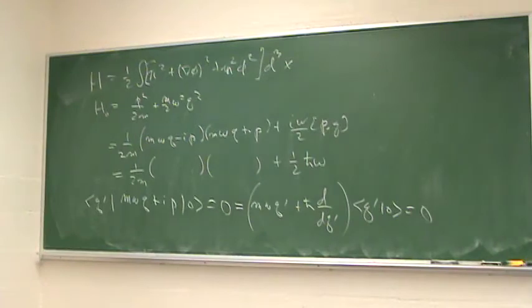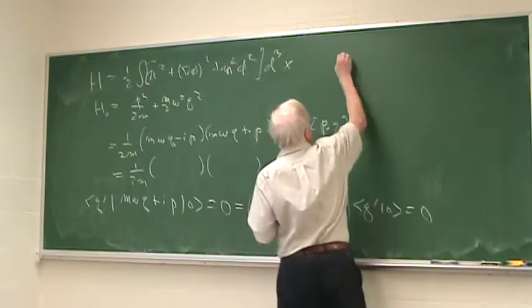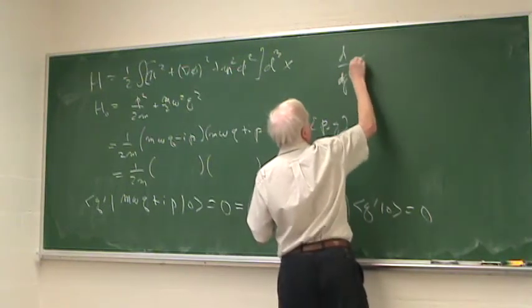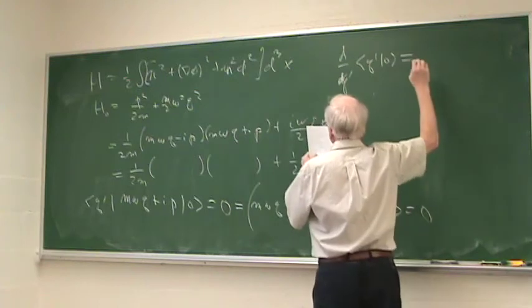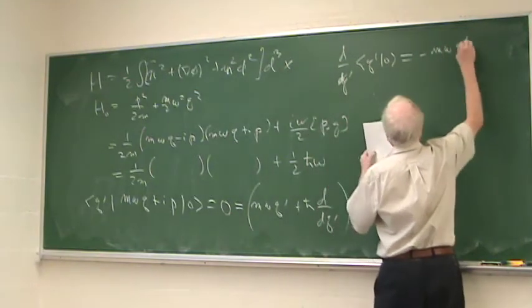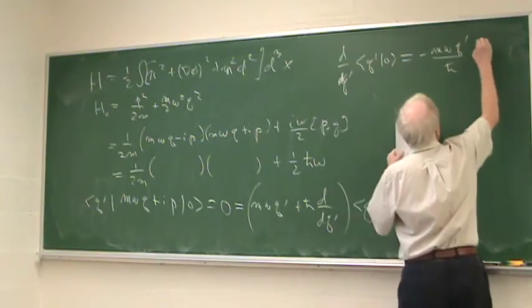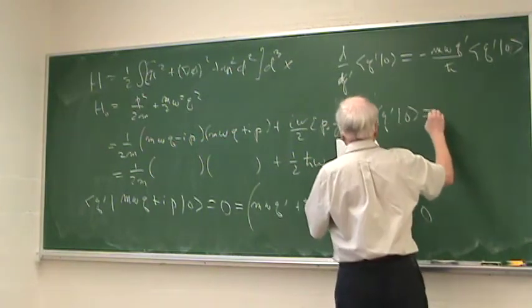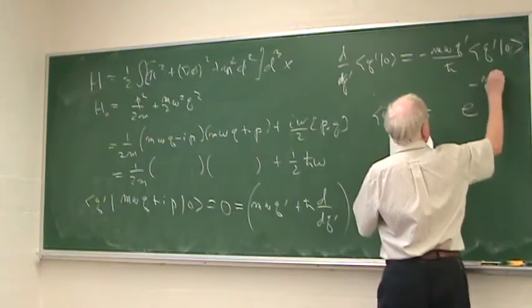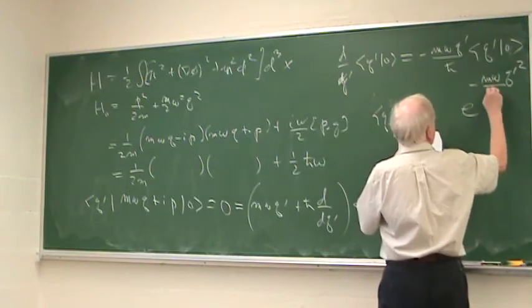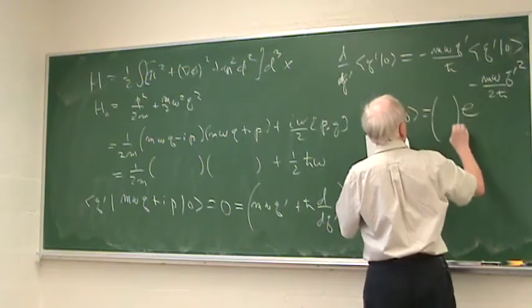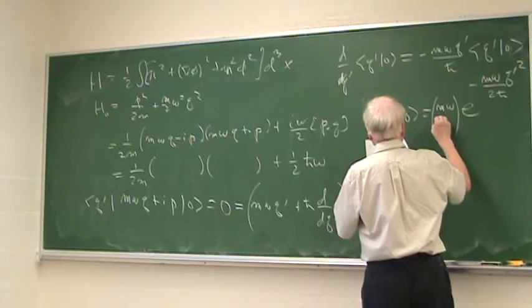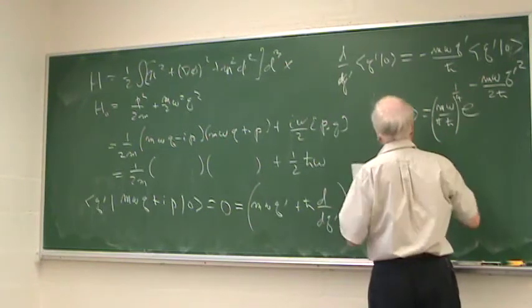Okay. Well, that's a simple differential equation. This is the kind that you pray for on a math exam. This is d by dq' of <q'|0> equals minus m omega q' over h bar times <q'|0>. The solution is <q'|0> equals e to the minus m omega q' squared over 2 h bar. And if you want to normalize it correctly, it's (m omega over pi h bar) to the 1/4.